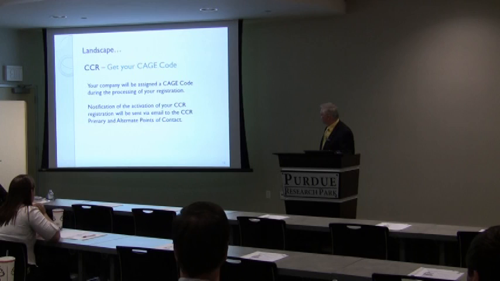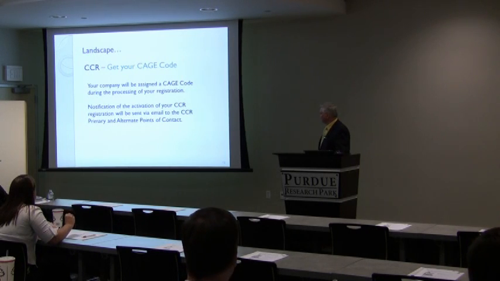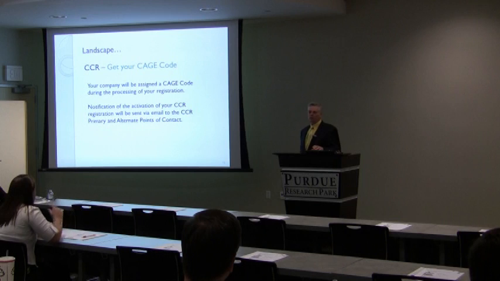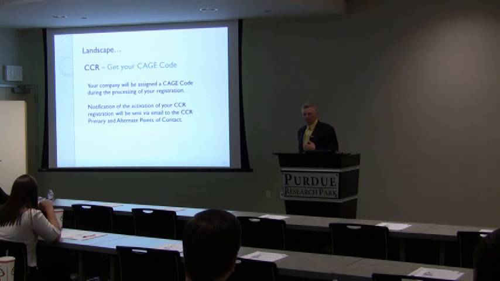A CAGE code is something that you'll need. It's part of the activation with CCR. At that point, you'll also indicate who are the primary and alternate points of contact for your company.